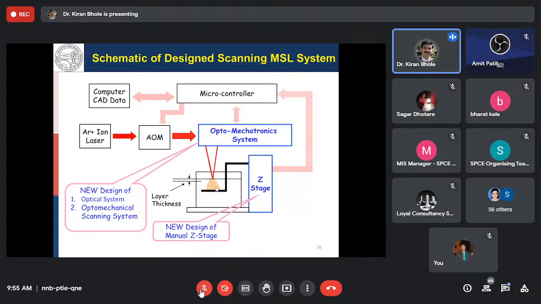After the formation of each layer, the platform is dipped into the photopolymer resin, and the fresh liquid comes, and the laser is scanned for the next layer. In this way the entire 3D object is developed.